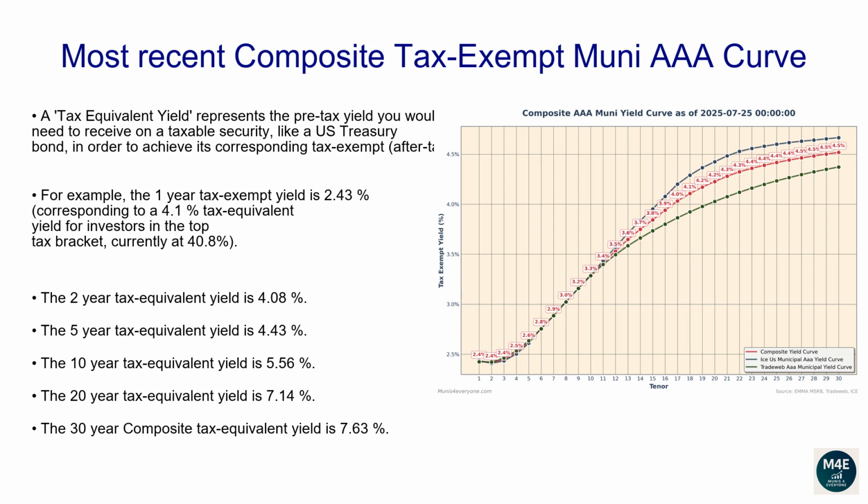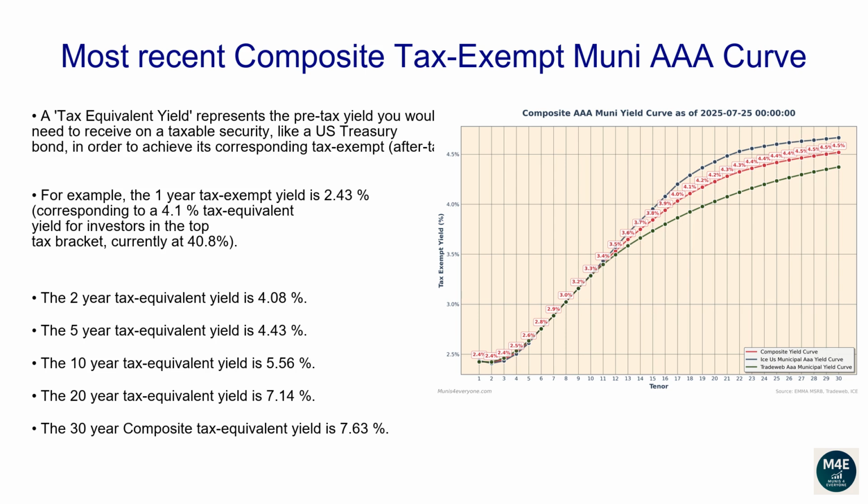Let's go over the most recent composite tax-exempt muni AAA curve. A tax-equivalent yield represents the pre-tax yield you would need to receive on a taxable security, like a U.S. Treasury bond, in order to achieve its corresponding tax-exempt after-tax yield. For example, the one-year tax-exempt yield is 2.43%, corresponding to a 4.1% tax-equivalent yield for investors in the top tax bracket, currently at 40.8%. The two-year tax-equivalent yield is 4.08%.